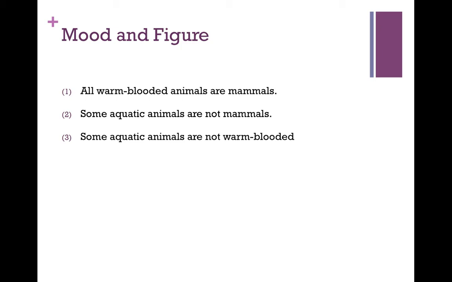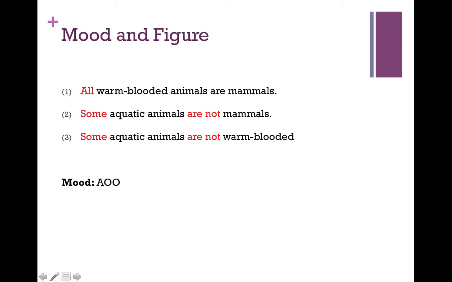So the first thing we want to do is figure out what's the mood of this. Let's look at our quantifiers here. Notice we have all, some are not, some are not. Hopefully you remember the abbreviations for the form of each categorical proposition. If you do, you'll know this is A, O, O. The first is an A form proposition, the second is an O form proposition, and the third is an O form proposition.